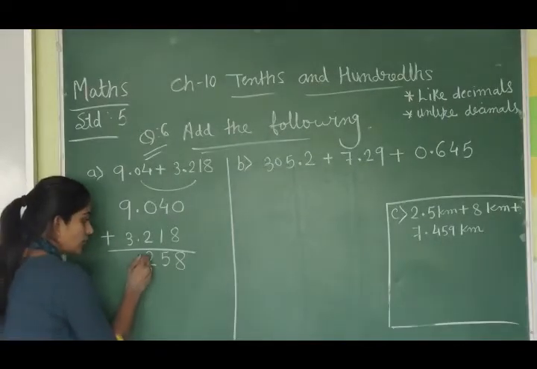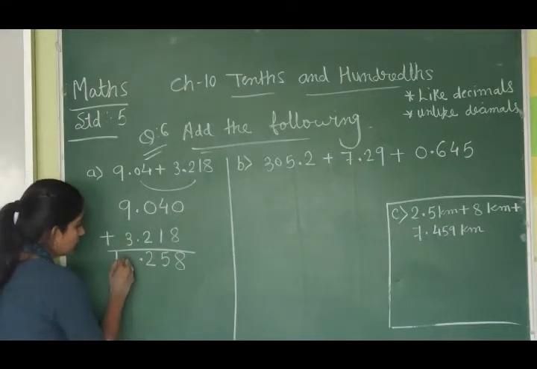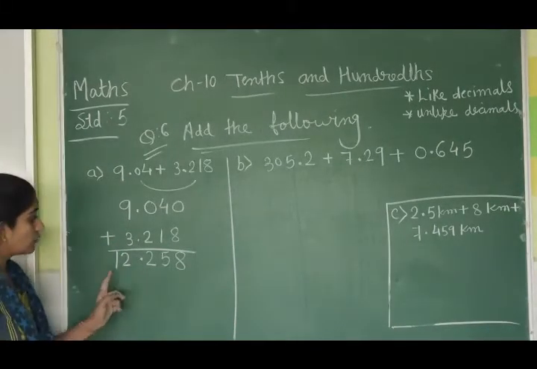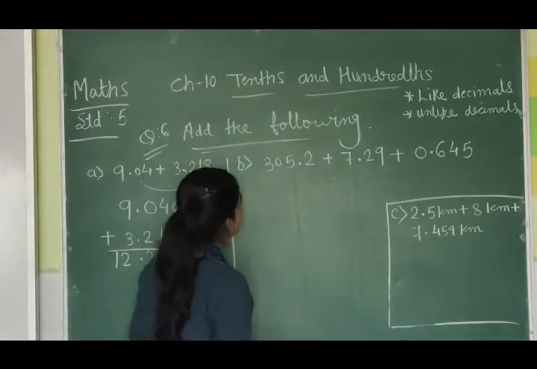Point decimal, we are going to use them in the particular decimal place. 9 plus 3 is 12. So the final answer is 12.258.